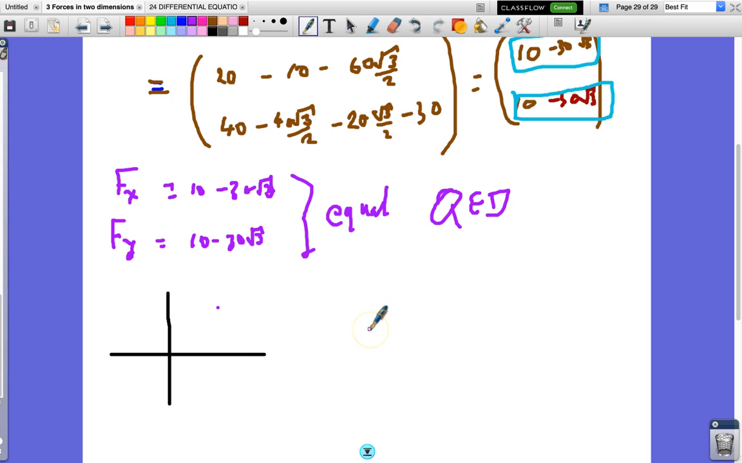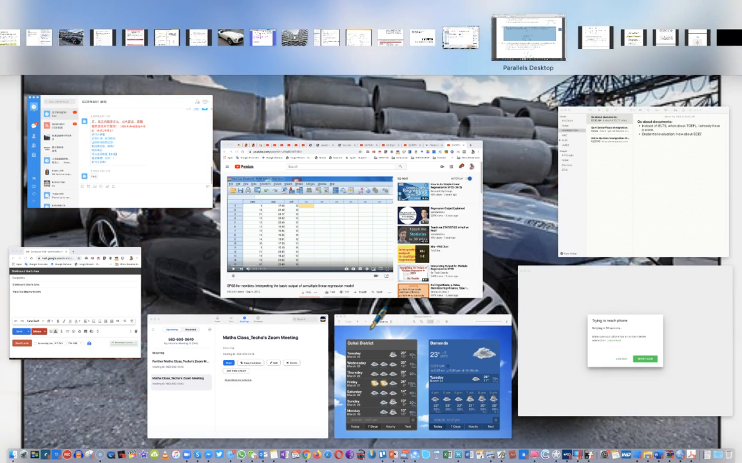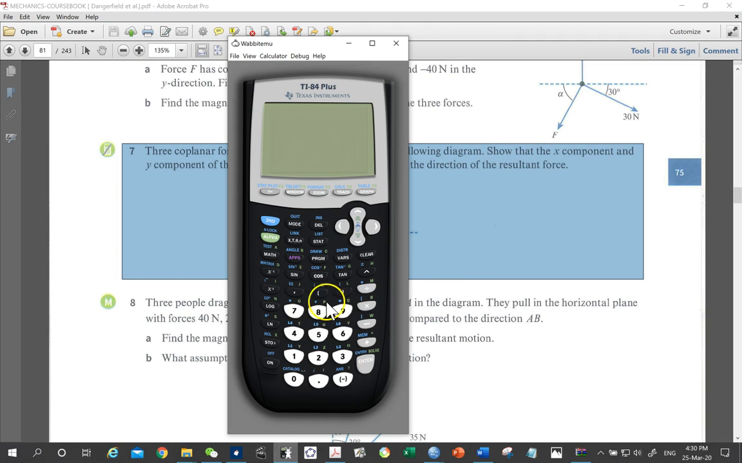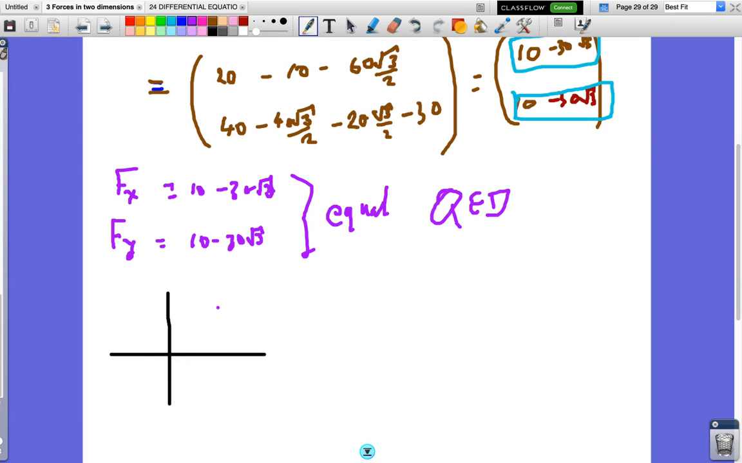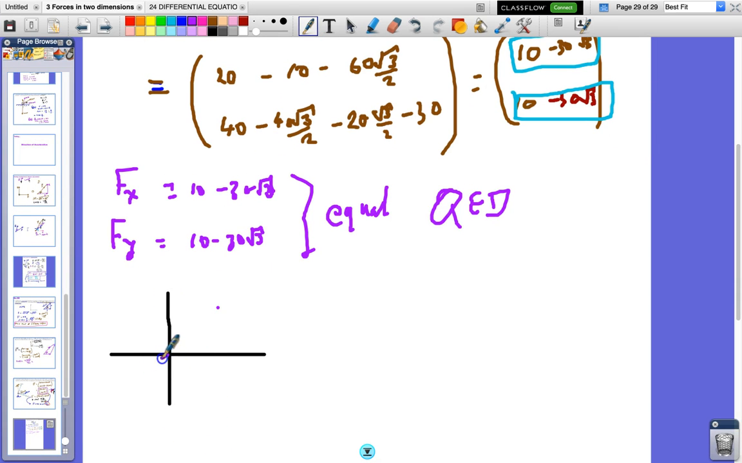So I will now calculate 10 minus 30 root 3. Let me do the quick calculation here. 10 minus 30 root 3. It is negative 41. Of course, it should be negative. So it means that your resultant force is here. So this is F.